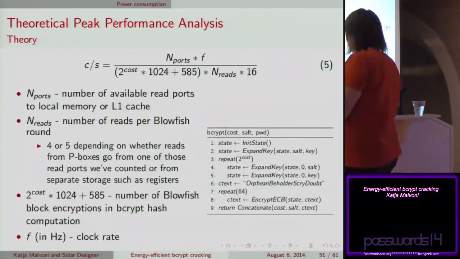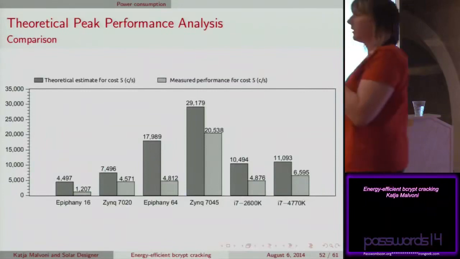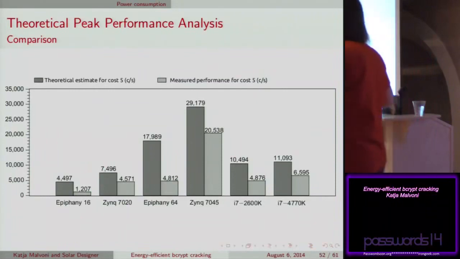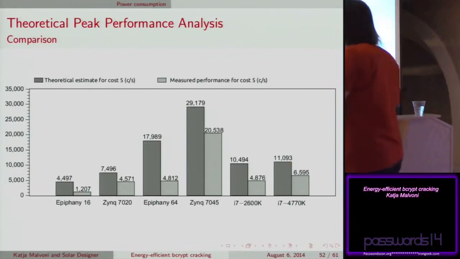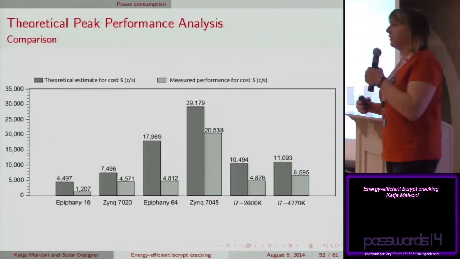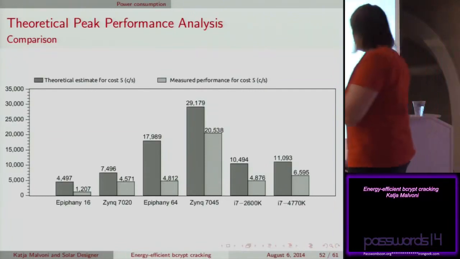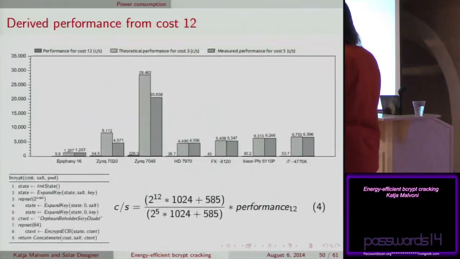The number of reads differs for some of those platforms, because for the Epiphany architecture there were enough registers to preload P boxes, so we didn't have to read those. There were only 4 reads for S boxes. On other platforms, we need to read S box values and the P box value, so in total we have 5 reads. As you can see, the FPGA's theoretical estimate is really close to the measured performance for cost 5.